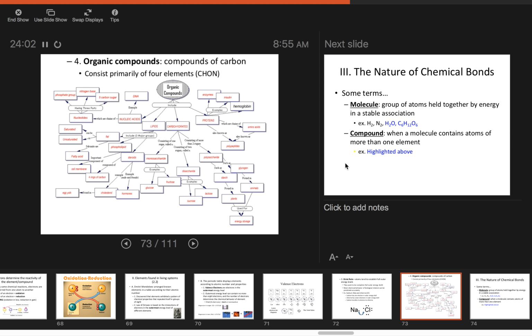Okay. Organic compounds are compounds that contain carbon, but they also consist usually of hydrogen, oxygen, and nitrogen, or CHON. And so to give you an idea of how diverse organic compounds are, it primarily consists of the 4 macromolecules. You may have learned that in biology last year: nucleic acids, lipids, carbs, proteins.